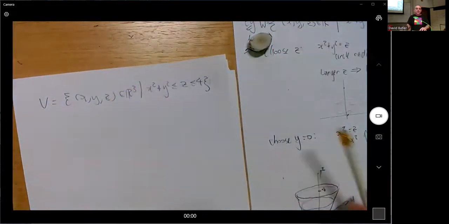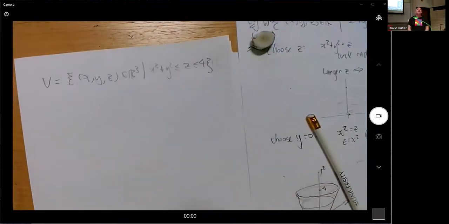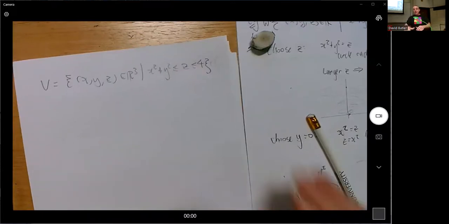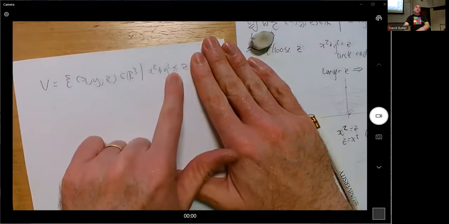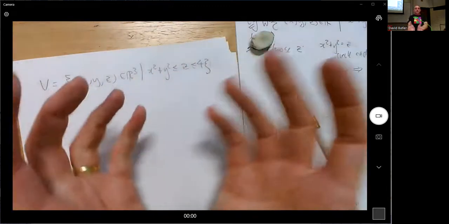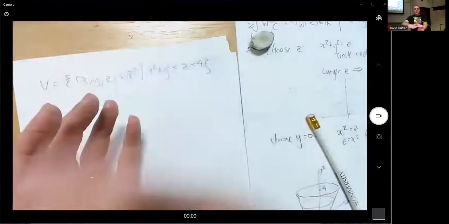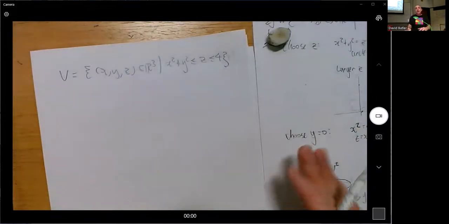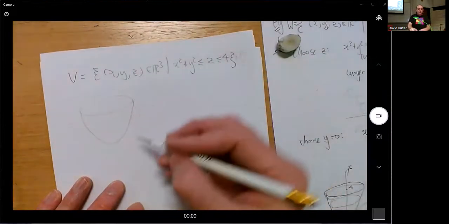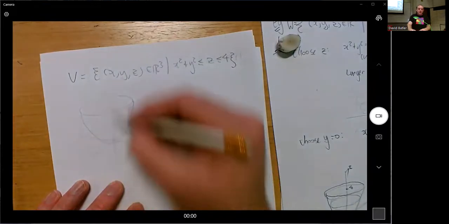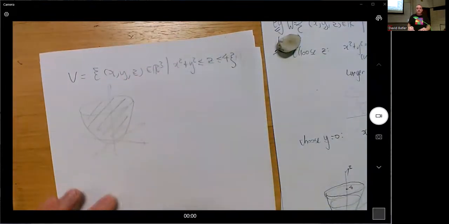X squared plus y squared is less than or equal to z, which is less than or equal to 4. Just another way of thinking about it. This is a function of x and y, which makes a surface. And I have the space between that function, which is a bowl, and the plane z equals 4. So it's the same thing I had before. It's just that at the x, y coordinates of the bowl, I'm allowed to fill in everything in between.